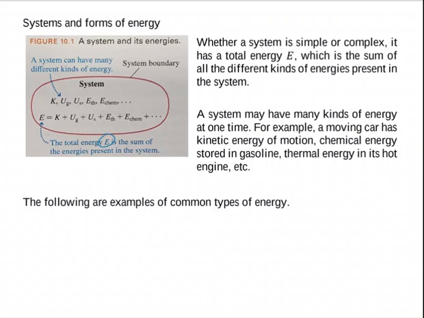So whether the system is simple or complex, it has a total energy E, which is the sum of all the different kinds of energies present in the system. The system can have many kinds of energy at one time. For example, a moving car has kinetic energy of motion, of course, because it's moving. As you'll find out, kinetic energy is the energy of motion. It also has chemical energy stored in gasoline, thermal energy in its hot engine, and so on.